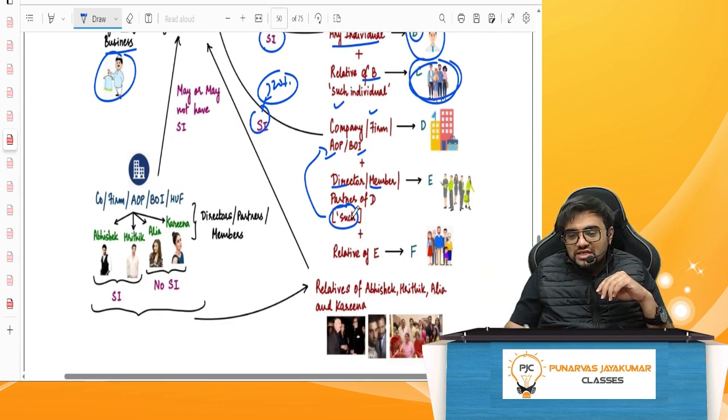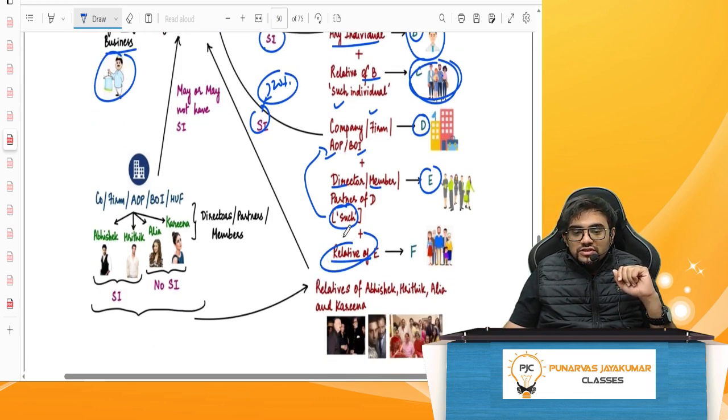Apart from that, guys, relative of Mr. E also. So basically, if the company is D, director, member, partner of D, that is, that company. Which company? That company which has substantial interest. Then relative of E is also covered.